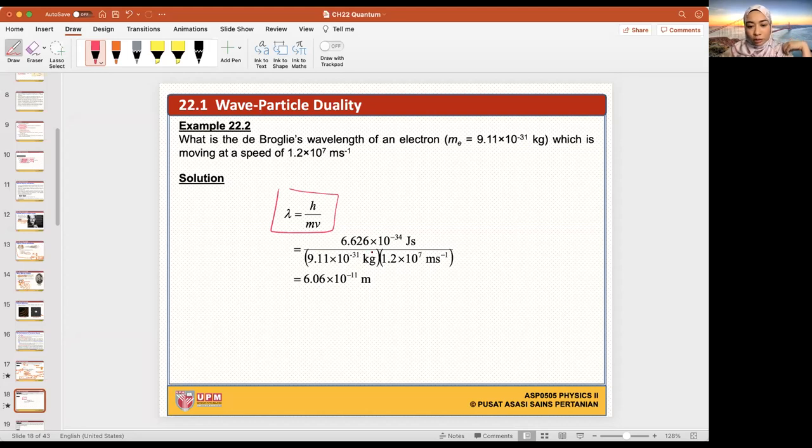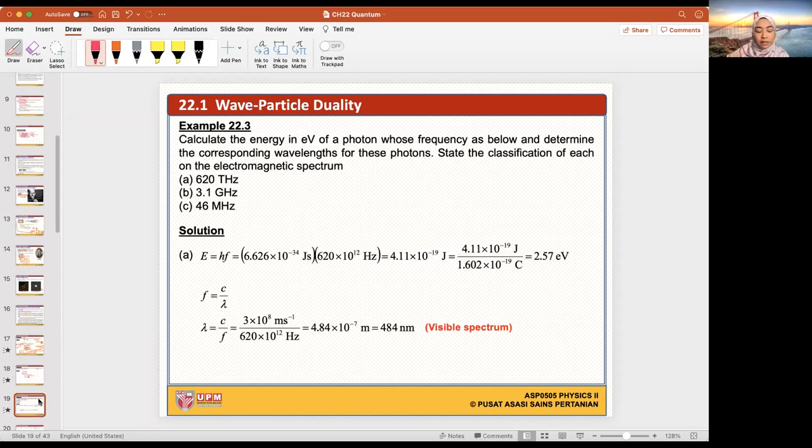Very easy. So h is 6.626 times 10 to the minus 34 joules per second. Then we have the mass given, and then we have the speed. So you will get something in meters. The wavelength is always in meters, and you can convert it to pico or nano or whatever prefix you prefer. But you don't have to, as long as you get the answer right. Okay, so moving on to the next one.